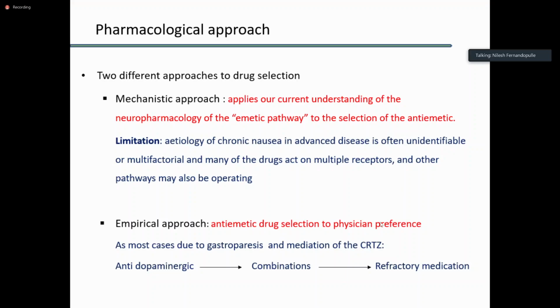empirical drug, or then if that doesn't work, you give a combination. You give ondansetron plus domperidone. And then of course, if that doesn't work, you need to think about refractory medicines. So you can use both approaches. Sometimes one works better than the other. Anyway, it's good to always use the mechanistic approach because that is likely to be much more successful in the end.